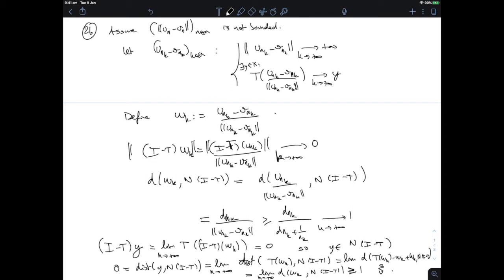So we've proven that assuming that this sequence is not bounded gives us a contradiction. So this sequence has to be bounded, and then we've seen that when this sequence is bounded, the limit of u_n minus T u_n, f, has to be in the range of I minus T. Okay, so we've proven that the null space has finite dimension, and we've proven that the range is closed.